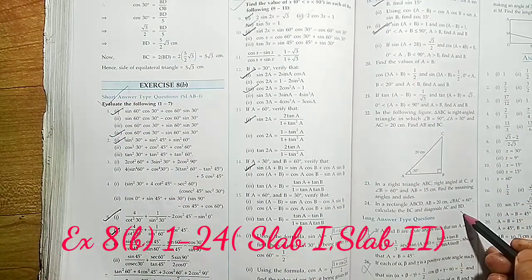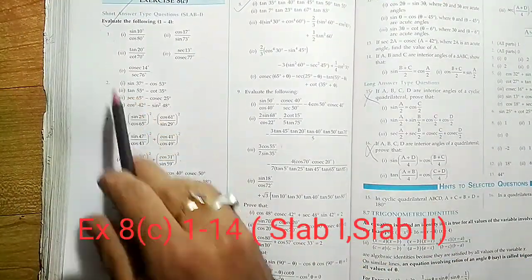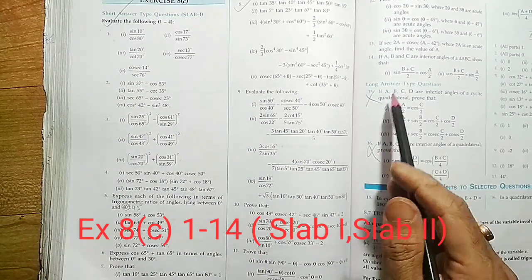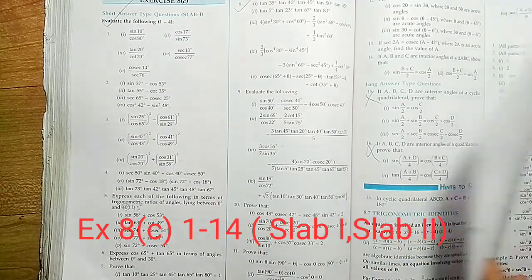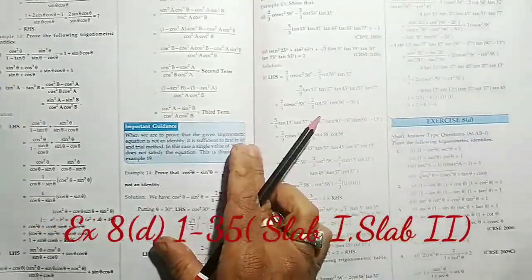Up to 24, you have to prepare. In 8C, you have to prepare starting from question number 1 up to question number 14. 15 onwards, you can cancel. In 8D, you have to prepare starting from 1.